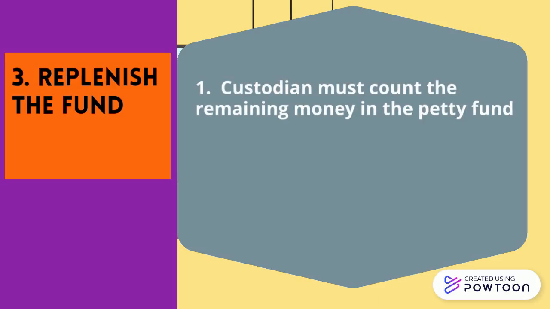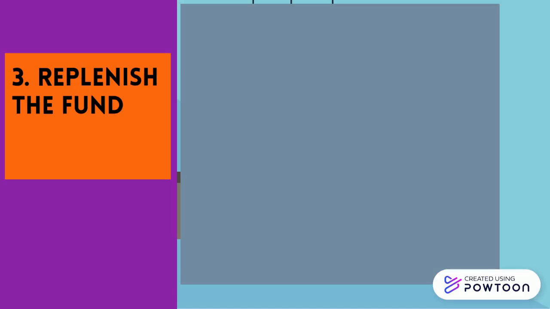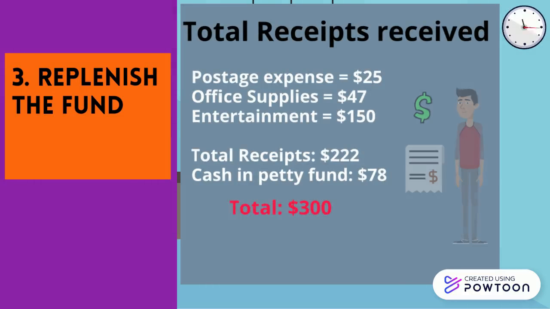The final step is to replenish the fund. So as the cash in the petty fund decreases, the fund must be brought back to the original amount. To do this, the custodian must count the remaining money in the petty fund. To ensure that there are no errors, the total receipts and the cash remaining must add up to the original petty cash fund. The business must prepare a check for the amount of money needed to bring the petty cash back to the original level.